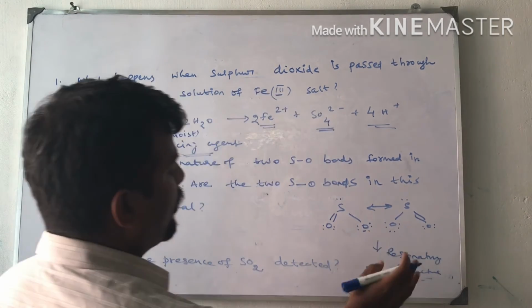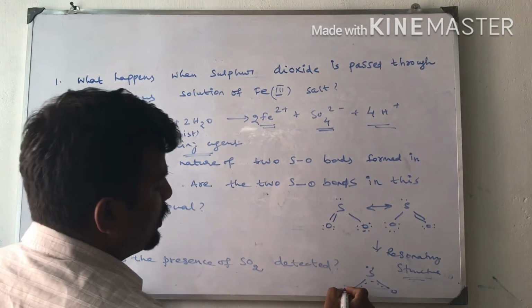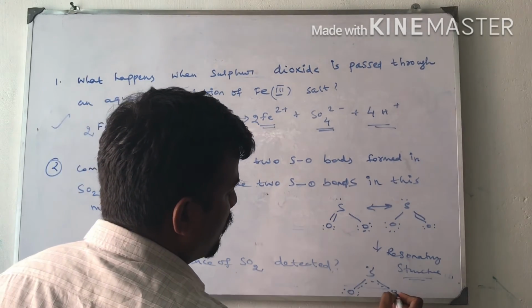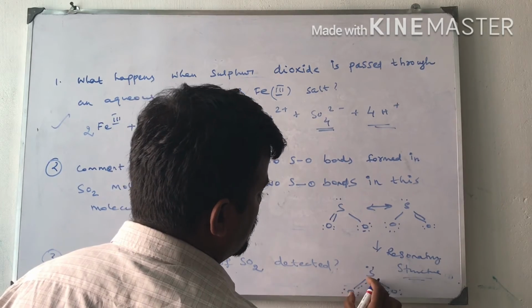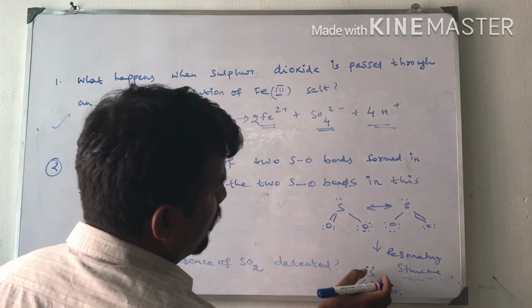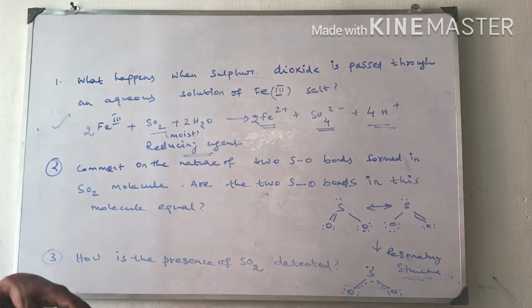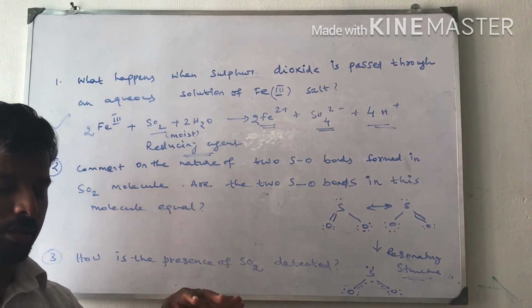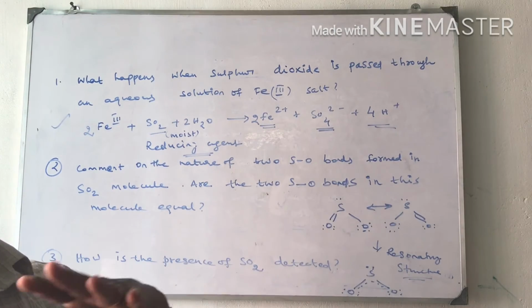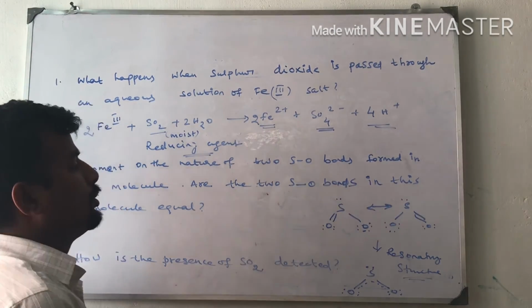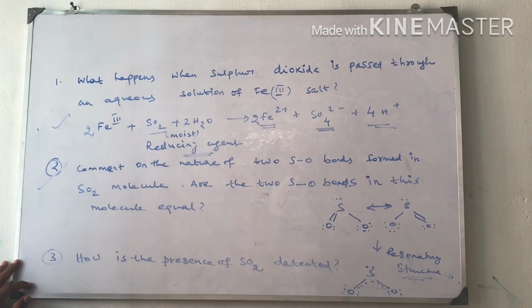So they combine to form this structure. In this structure they have equal bond length. This bond length and this bond length towards sulfur are the same. So they form covalent bonds, and the bond length between one oxygen and sulfur, and the other oxygen and sulfur, are equal. So that is the answer given for question number 2.